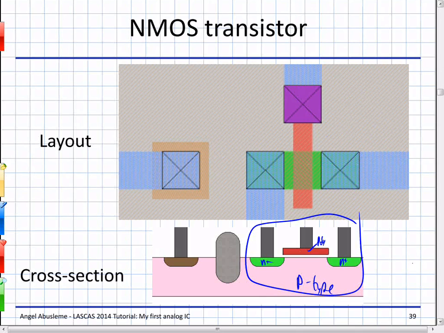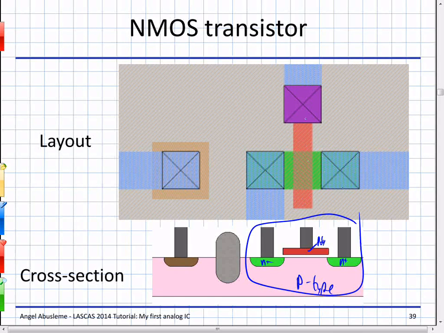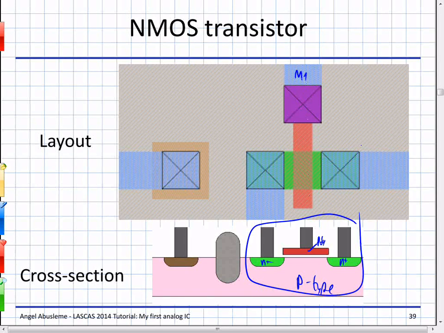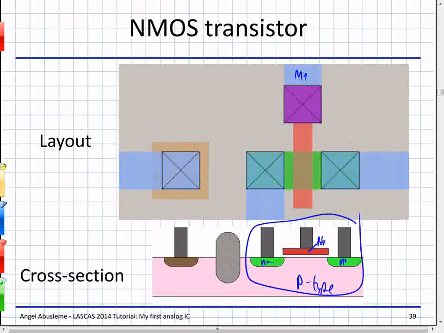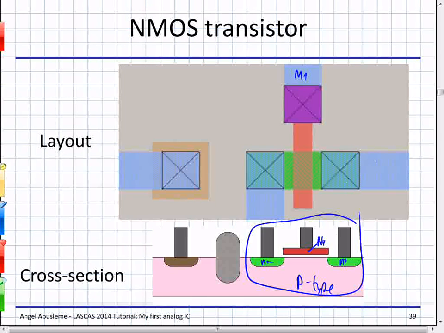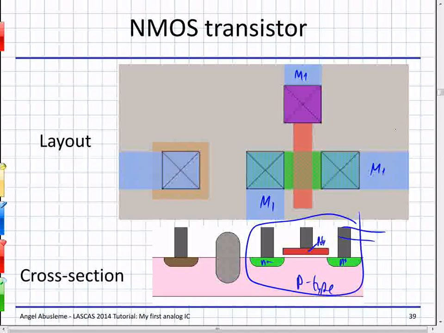It's exactly the same thing. It's diffusion here, then we have a poly here. This is the gate. Then we have a contact from the poly to metal. So this is metal 1, the first layer of metal. We have a contact here from the diffusion to another metal layer. So this is metal 1, metal 2, metal 1. And this is our transistor. That's it. That's how we draw a transistor.